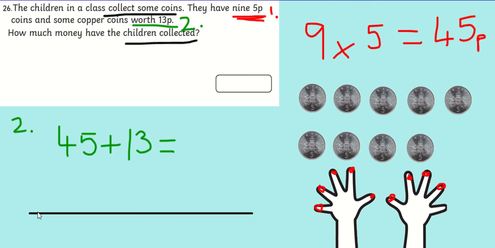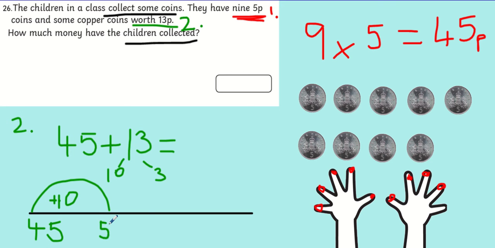Which number is going to go on the end here? 45, you're right, because that's the biggest number, isn't it? And it's going to be really efficient and quick if we start with the bigger number. Let's split our smaller number into 10s and 1s. It's made of 10 and 3. Let's add on our 10s first. Nice big jump of 10. Let's add on that 10 then. Starting on 45, going to jump and land on 55.